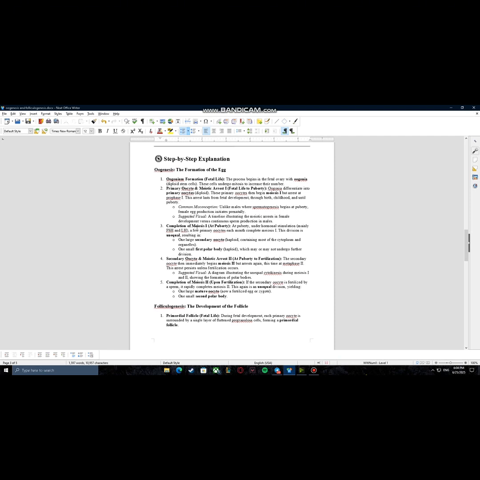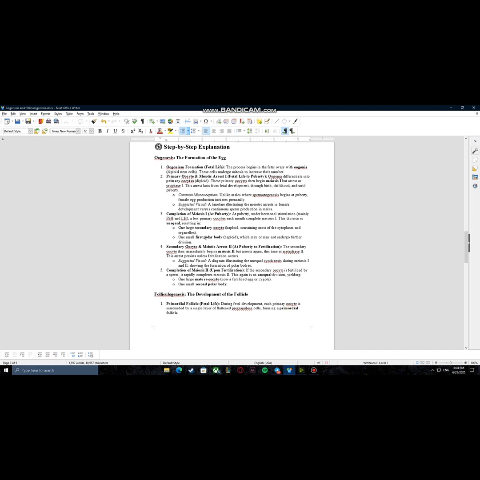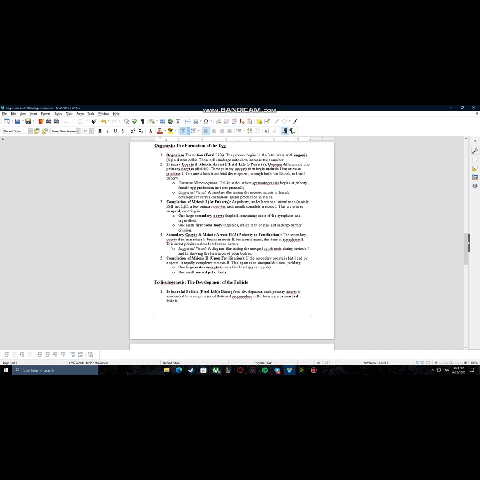Completion of meiosis 1 at puberty. At puberty, under hormonal stimulation, mainly FSH and LH, a few primary oocytes each month complete meiosis 1. This division is unequal, resulting in one large secondary oocyte and one small first polar body. Both are haploid. The large secondary oocyte will contain most of the cytoplasm and organelles. That's why the polar body will degenerate.